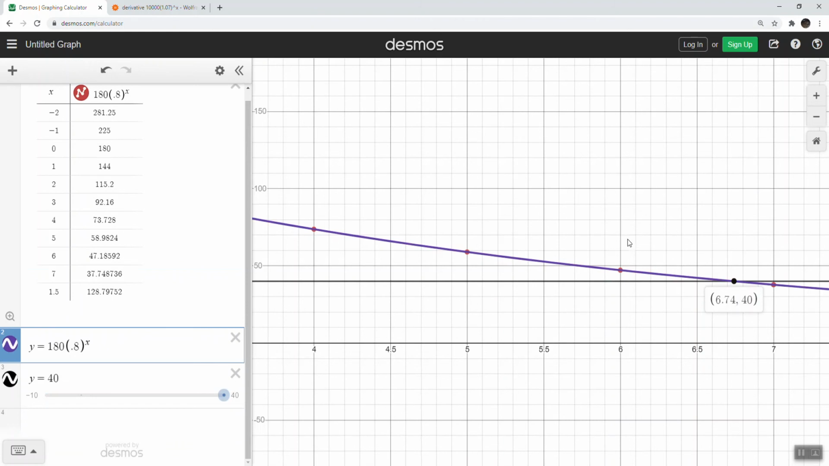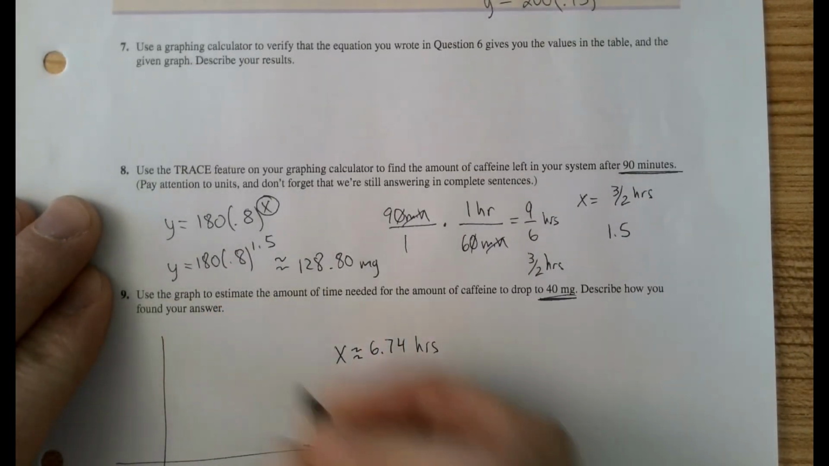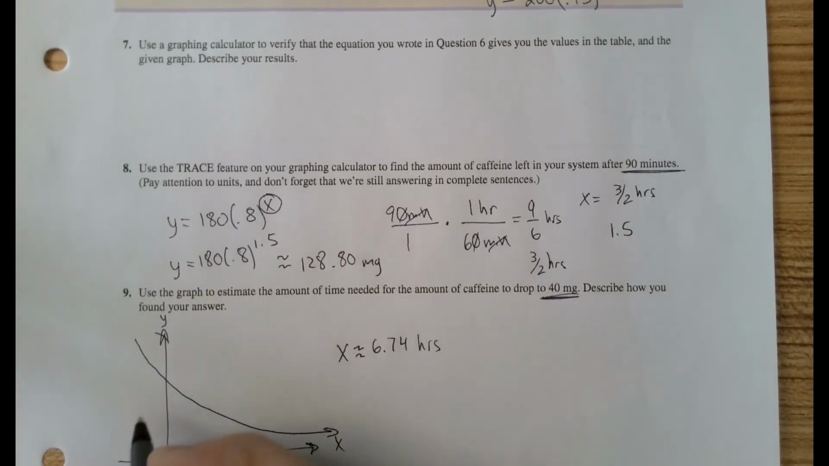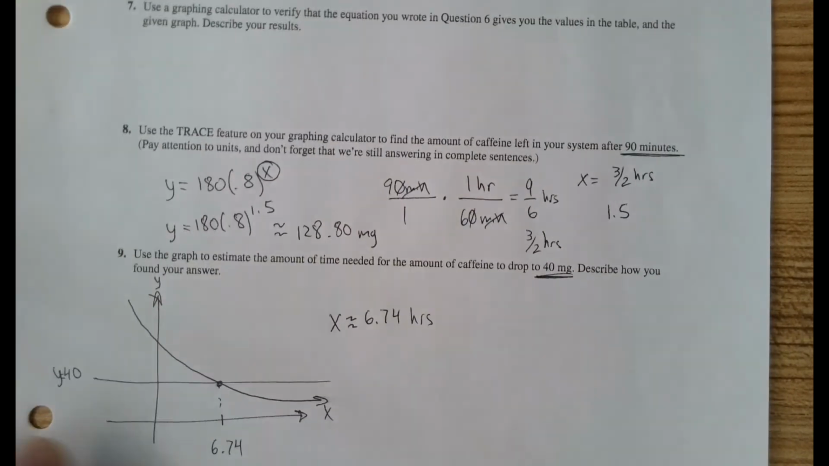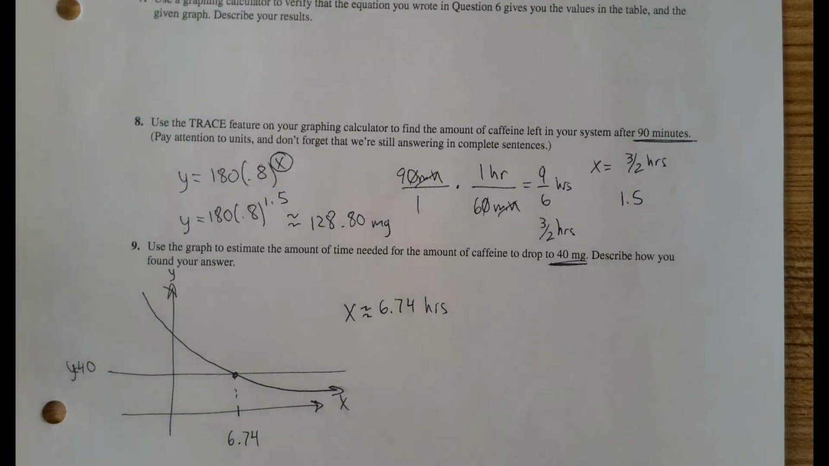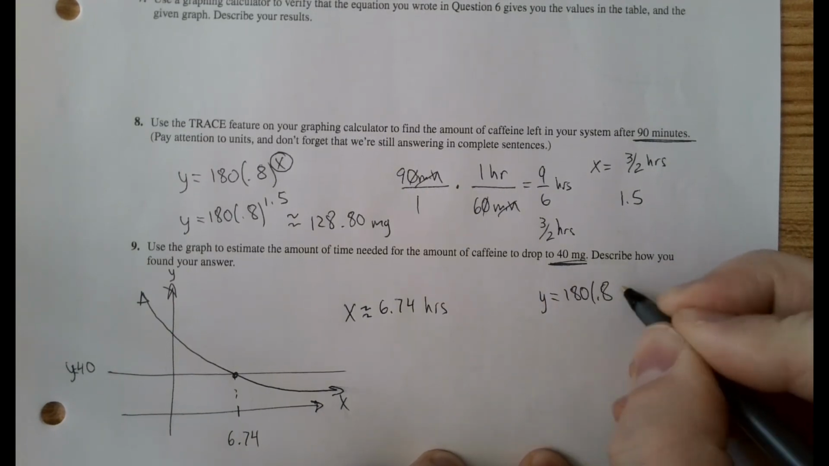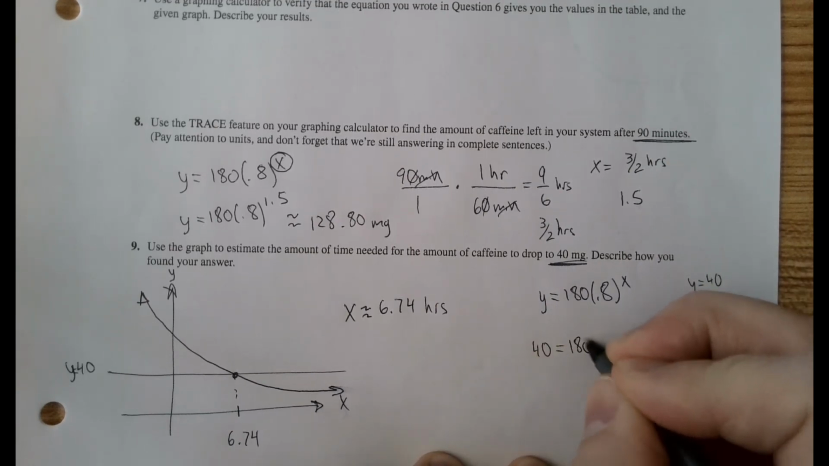I'm going to expect you to be able to do this on the Unit 2 Review B worksheet. And I say show your work. So this is how you show your work. You would draw in the graph the exponential function, you draw the y equals 40, and then you'd show that they intersected here, and that is about 6.74 hours. That would be work shown. Because what you're really doing is taking this equation, y equals 180 times 0.8 to the x, and replacing the y with 40. So you're looking to solve this.